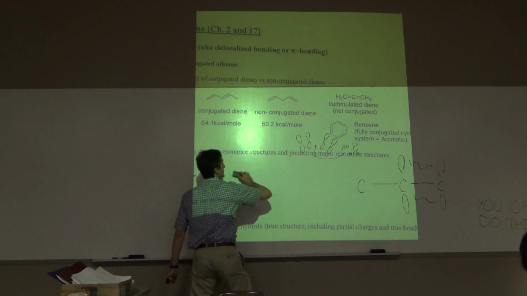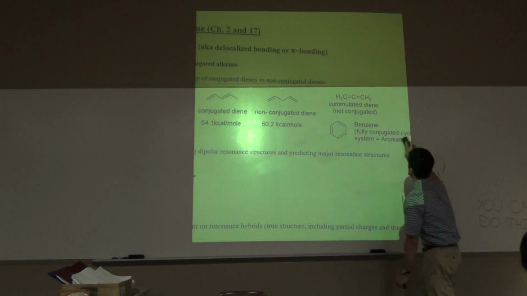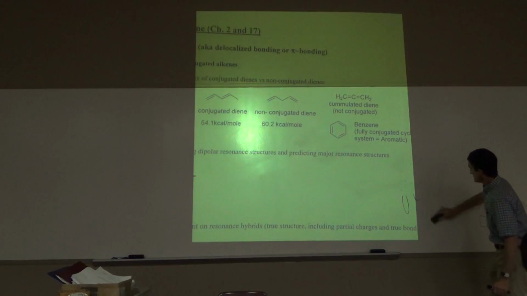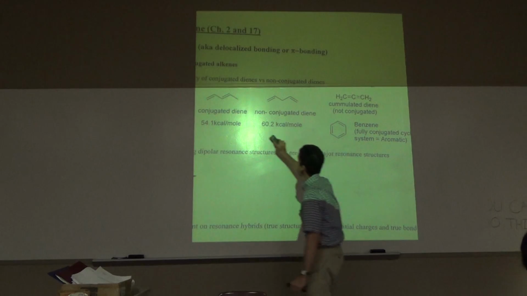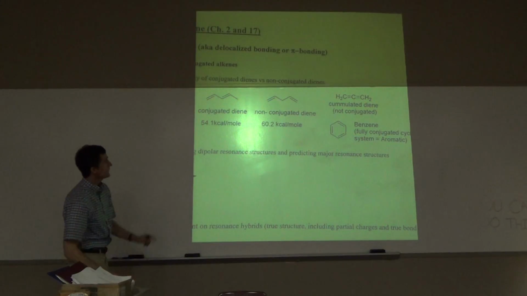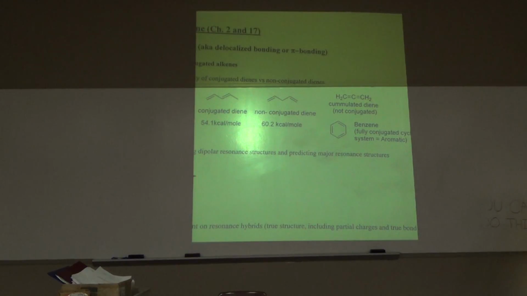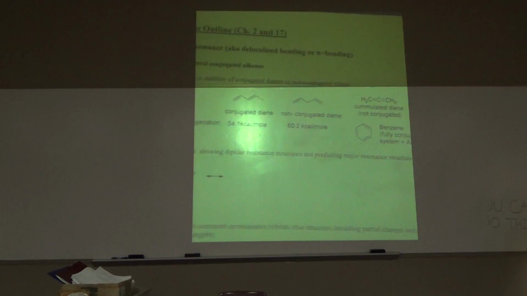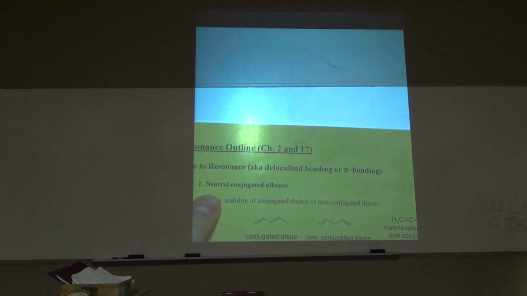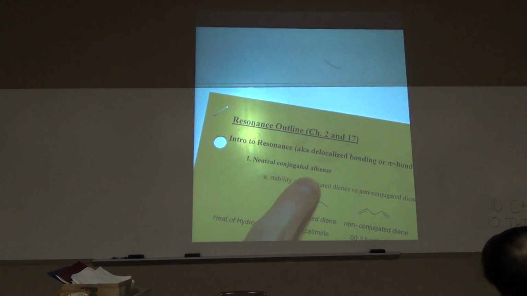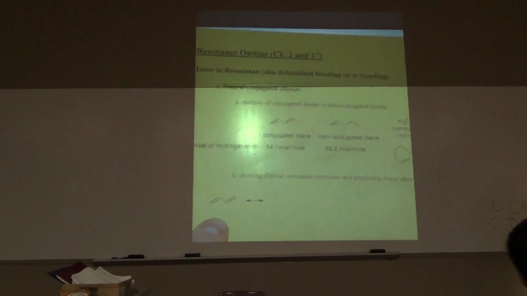You should make sure you understand these two structures. Okay, conjugated versus non-conjugated. Resonance. Well, we're looking at Roman numeral 1, neutral conjugated alkenes. Okay. And this here is indeed 1.